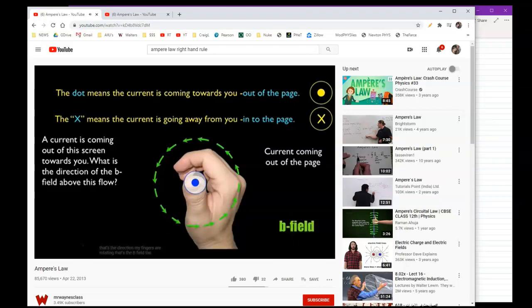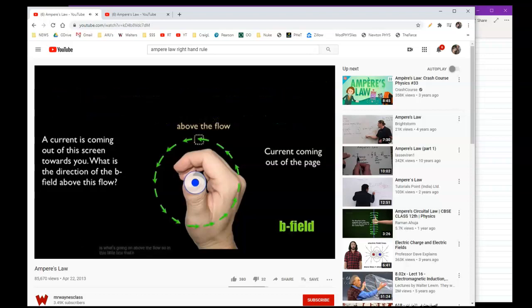That's the B field. And the question is, what's going on above the flow? So in this little box, that's above the flow. And above the flow, the B field is tangent to the circle, pointing from right to left. So that's the direction of the magnetic field above the flow. That's the answer.